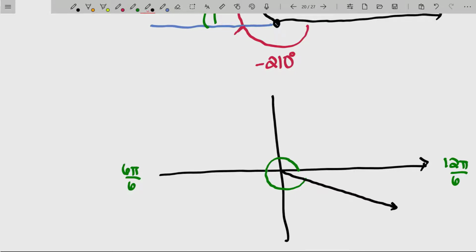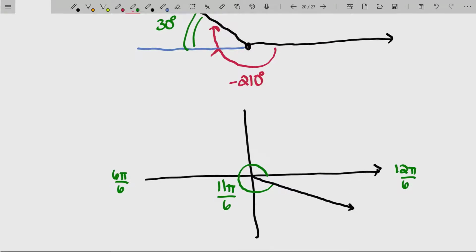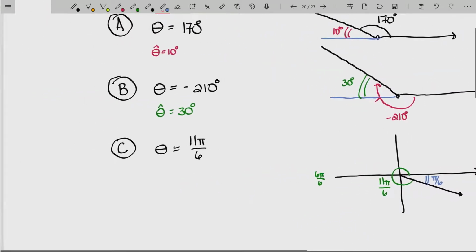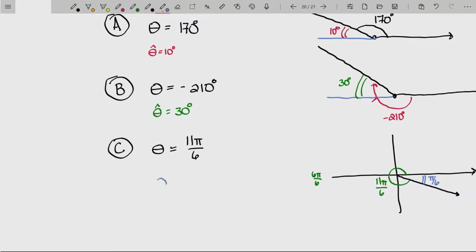That's 11 pi over 6, the green ink. But what did we not get to? We got 11 pi over 6, almost to 12 pi over 6. We're just shy of it by a single little pi over 6. Notice those denominators, they're all the same. That's the trick with radians. Get everything in the same denominator. So we can just go back over here and say the reference angle for this is theta hat equals pi over 6.